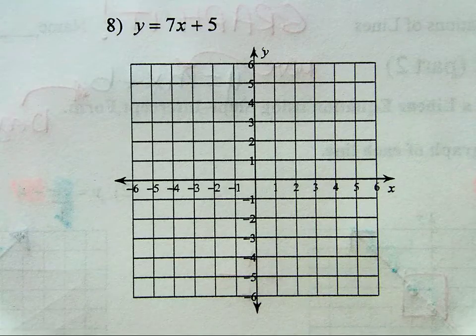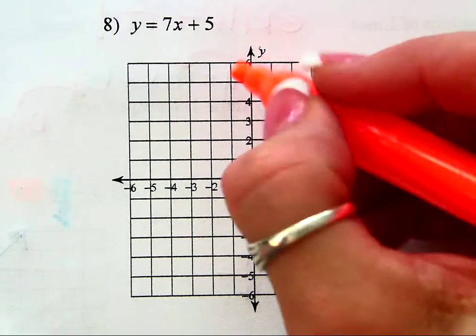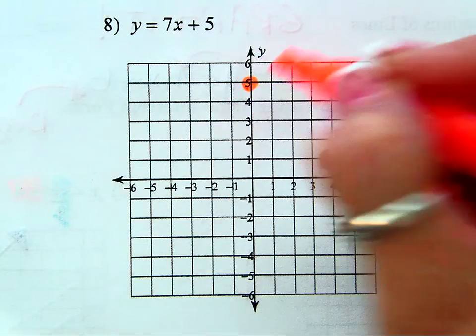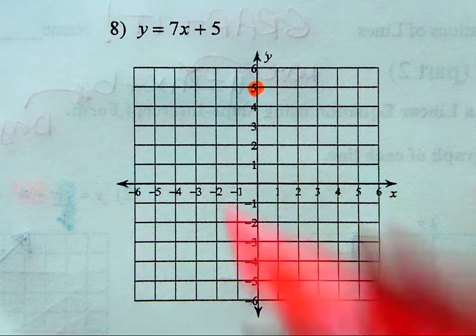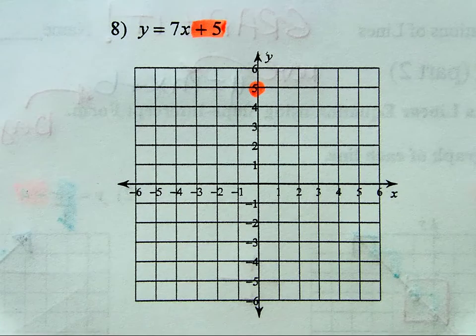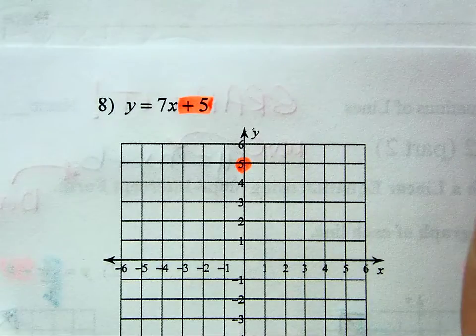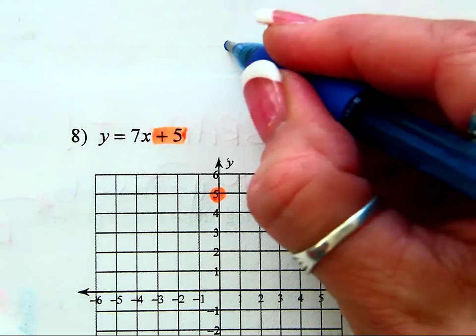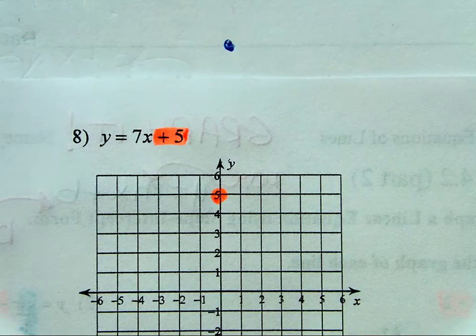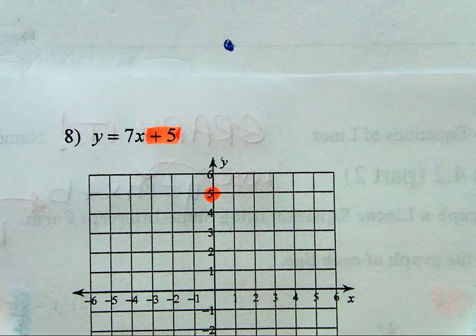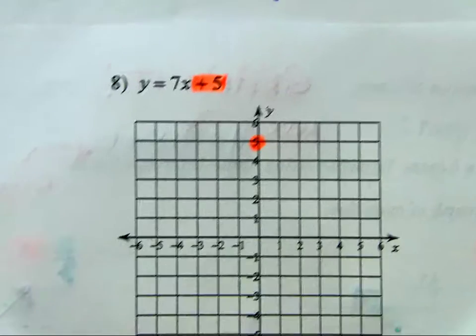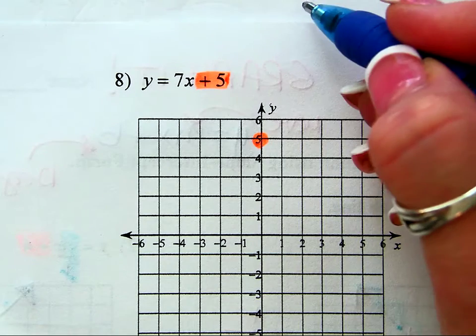What happens? Same thing that happened on the other side. I ran out of room. Notice it's at the top of the page. There's not enough room for you to go up 7 and over 1. And if you are, then you're somewhere up here, which is not on the paper. So you don't need that point because you know another route. So instead of going up and right, I would do what? Down and left. Just know that.